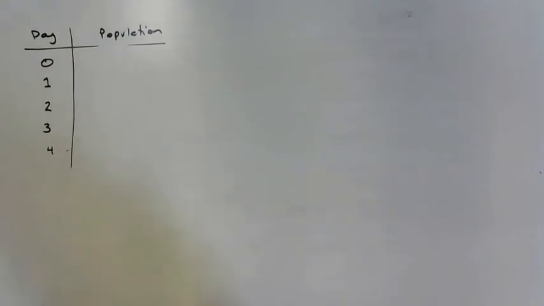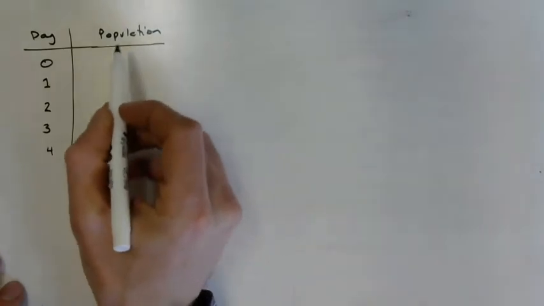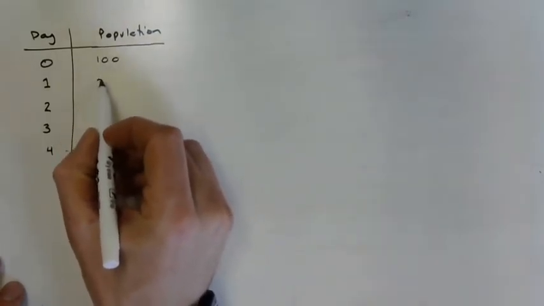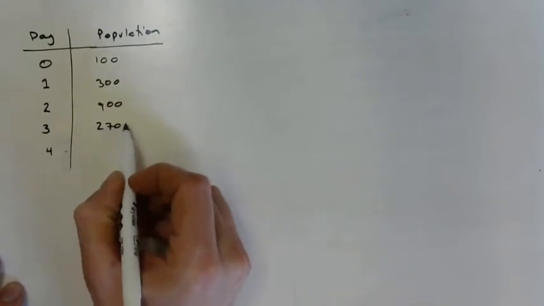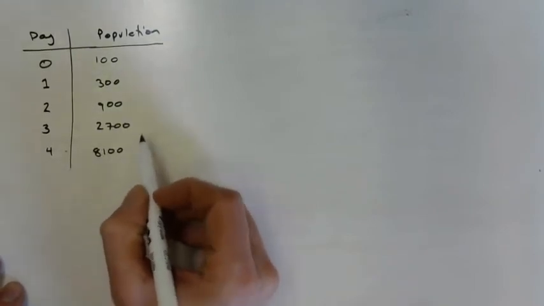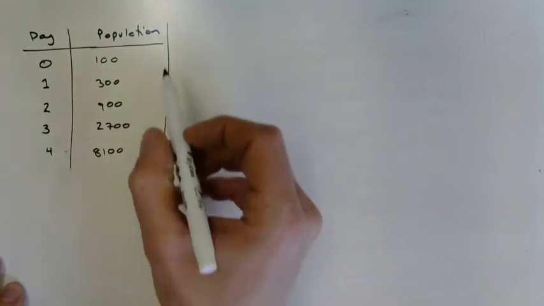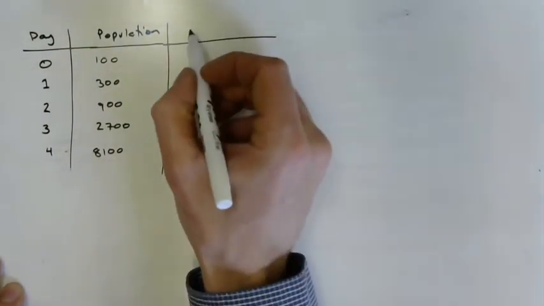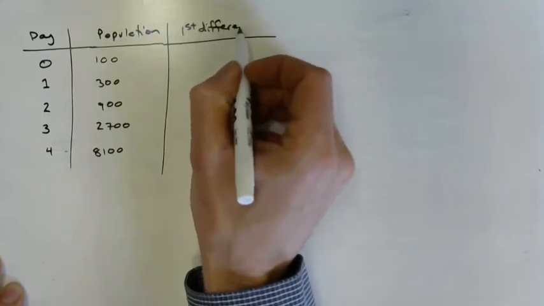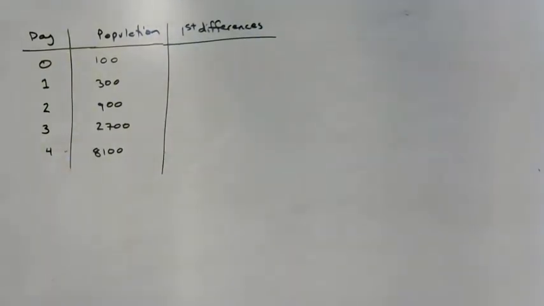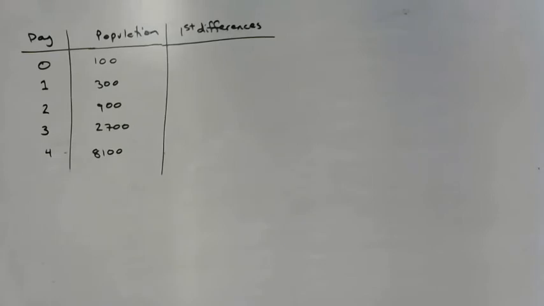So describe the pattern of finite differences for this relationship. We can go ahead and put our population numbers back in. We already know what those are: 100, 300, 900, 2700, and 8100. And then you have another column called the first differences. Do you remember how to get first differences? I think so. Can you refresh my memory?